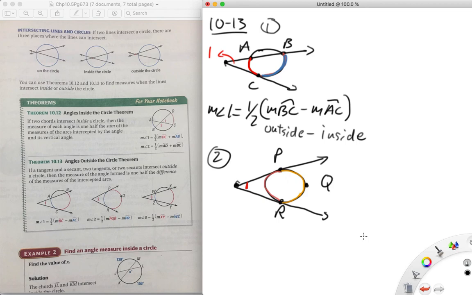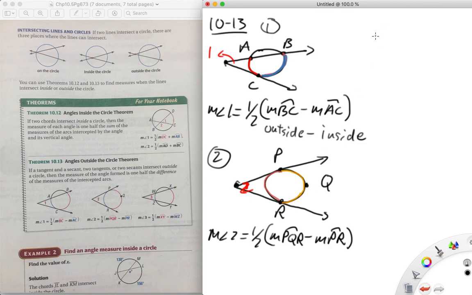When it has tangent lines, and actually, I might be able to draw. I'll come back to this in a second because I think I can draw this side over here. Equation is exactly the same. So let's call this angle 2 now. The measure of angle 2 is equal to 1/2 the measure of the outside arc, which is PQR, minus the inside arc, which is PR. Outside minus the inside arc. So that's case number 2.